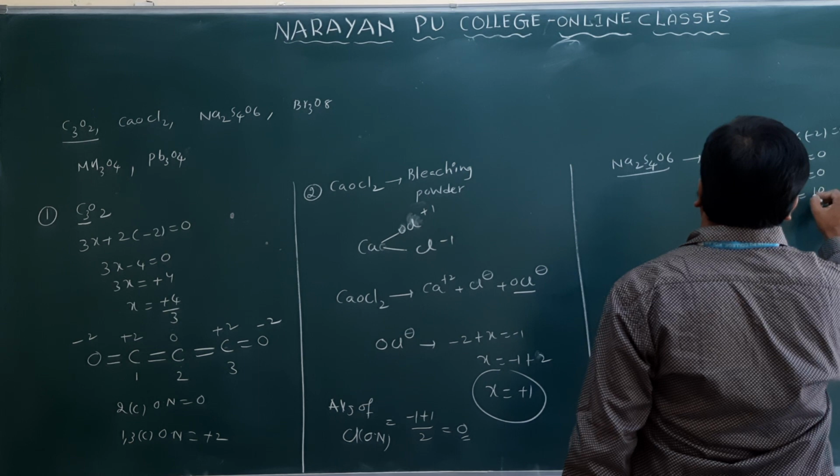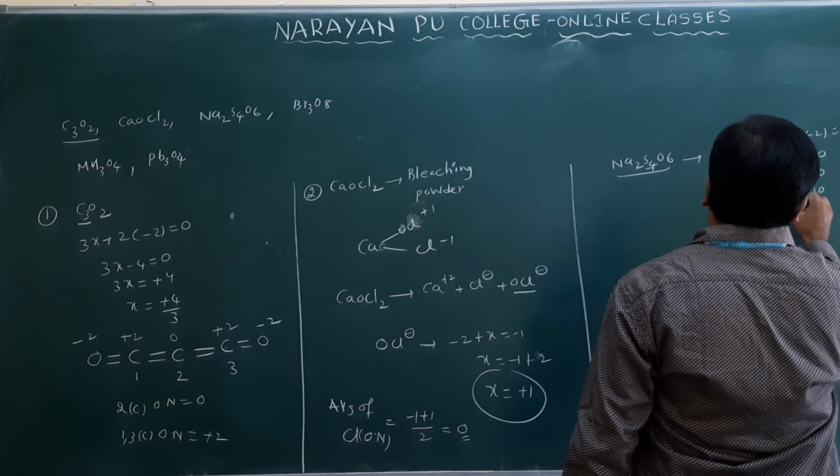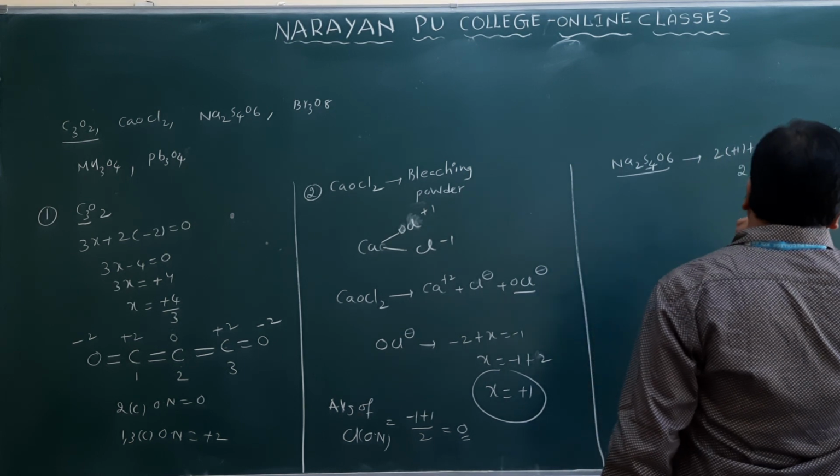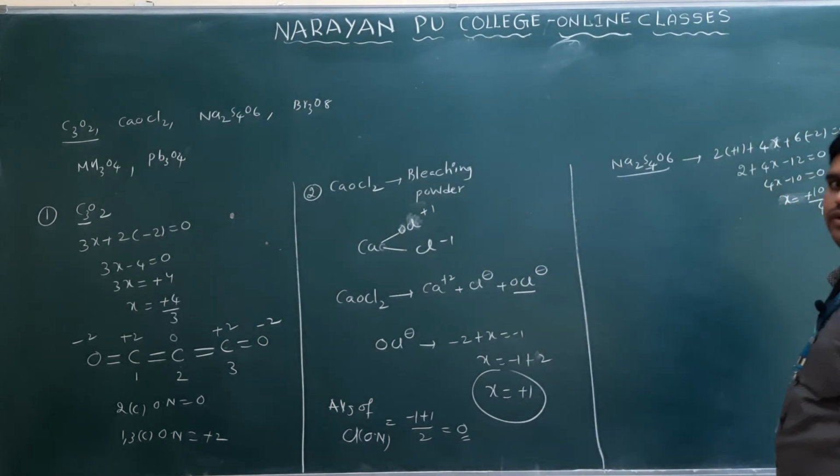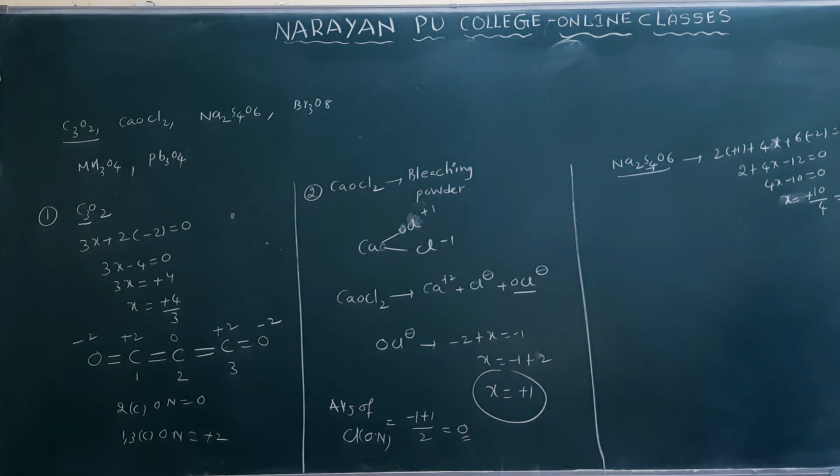x equal to plus 10 by 4. Then what you will get here is plus 5 by 2. This is also a fractional oxidation state. Fractional oxidation state because of which reason? More than one type of atom of the element can be present in the molecule.